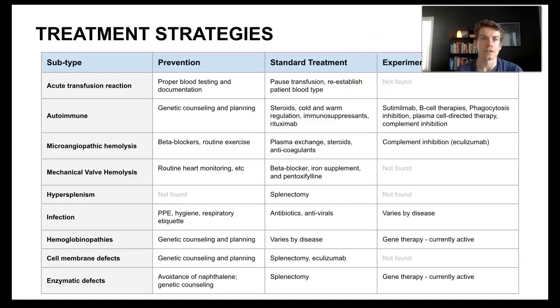All right, so treatment strategies. I also wanted to touch on different treatment strategies the medical community uses to manage hemolytic anemias.